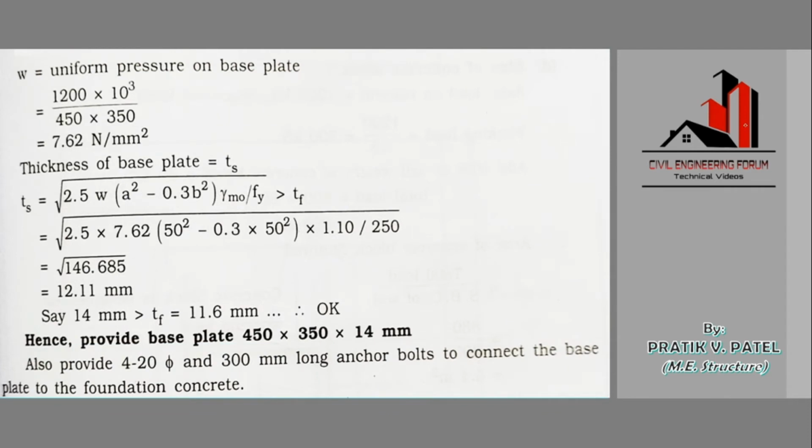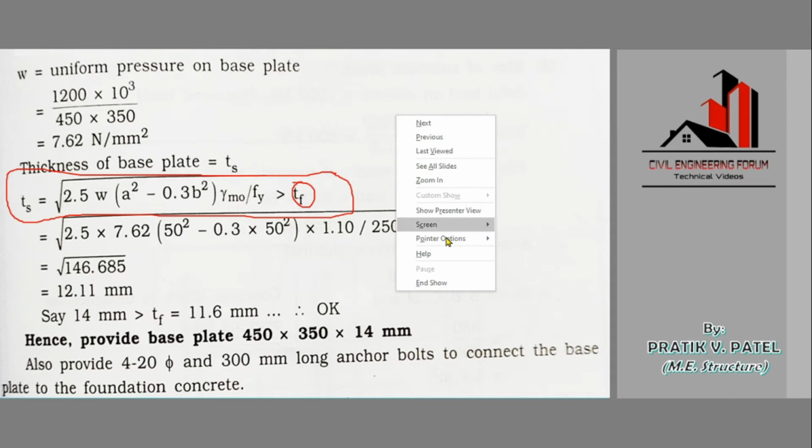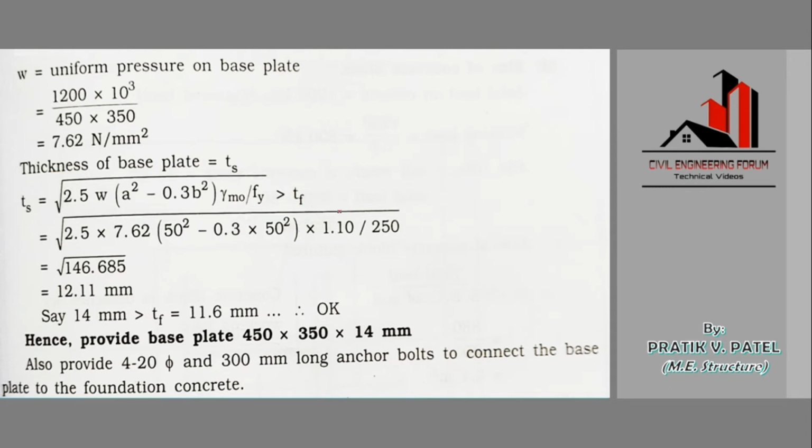For deciding the thickness of the base plate, the formula is this one: Ts is equal to the square root of 2.5 into W into (A square minus 0.3 into B square) into gamma m0 upon Fy, and it should be greater than Tf, that is the thickness of the flange. At first we'll see what this W is. W is the uniform pressure on the base plate, as we saw in the design criteria. And we can find the pressure as load divided by area.